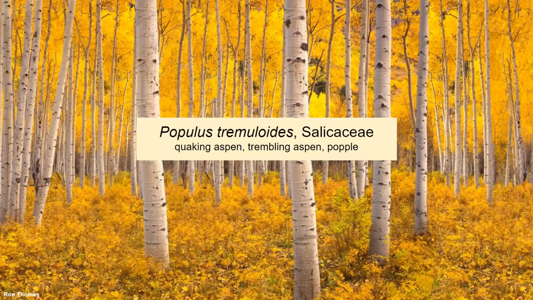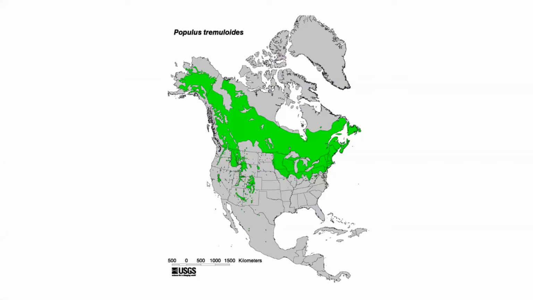Hello everybody, this is a bit of a different video format for the week, but it is one plant that you have to know. This is Populus tremuloides of the family Salicaceae. This is quaking aspen, trembling aspen, or popple. Tremuloides meaning resembling Populus tremula, which is a European aspen, and Salicaceae being the willow family.